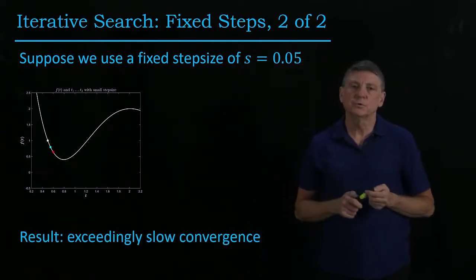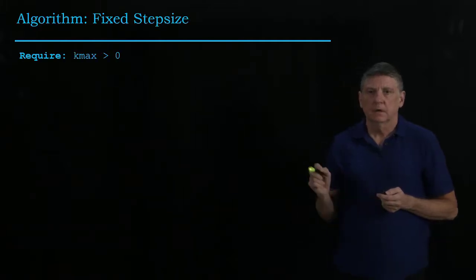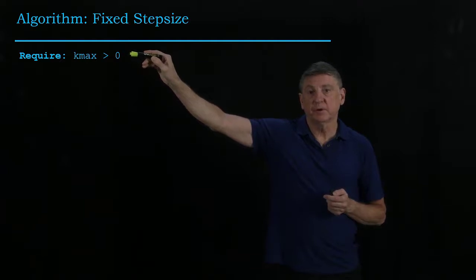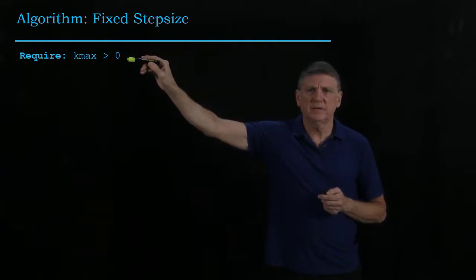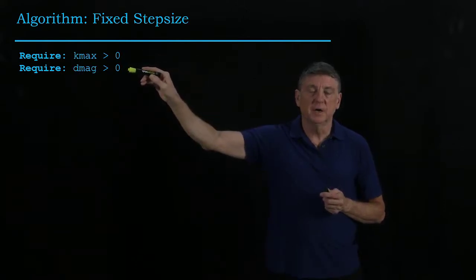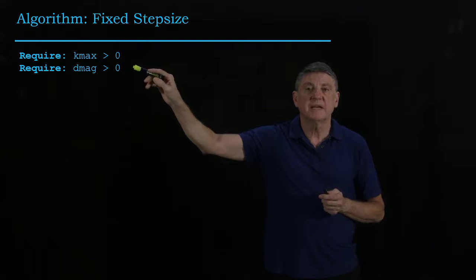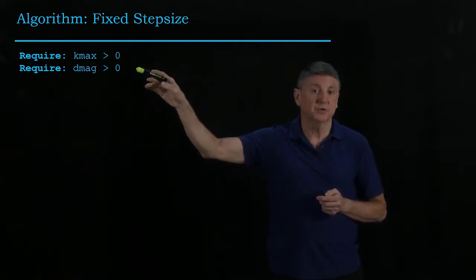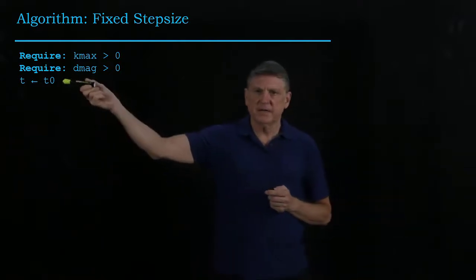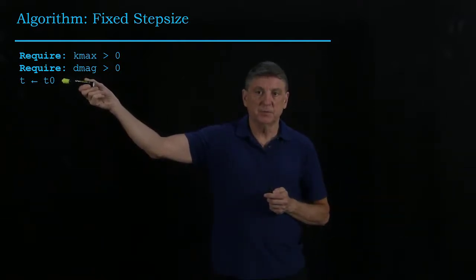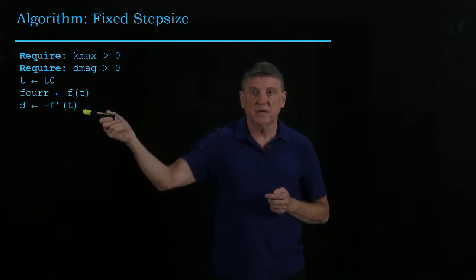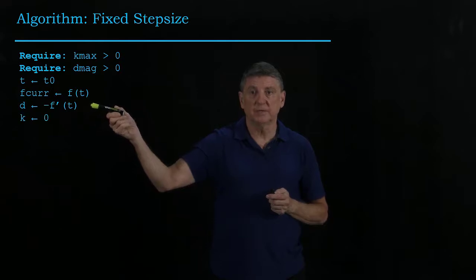Now, let's go through some pseudocode. Our pseudocode might start with the user providing us with a maximum number of iterations that we're to take. This is so that we don't have an infinite loop. Part of the convergence criteria might be a magnitude of the derivative. So they may say if the magnitude is less than a certain amount, you can stop. What we'll do is start out by setting our current estimate of the minimizer to be the user's first guess. We'll calculate the function, and we'll calculate the direction that we're going in.